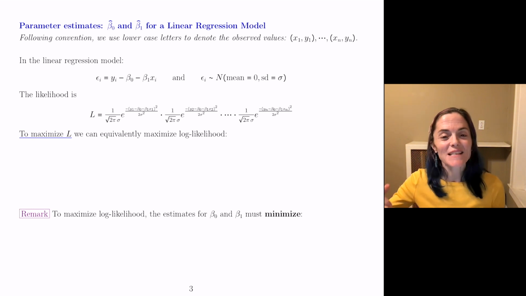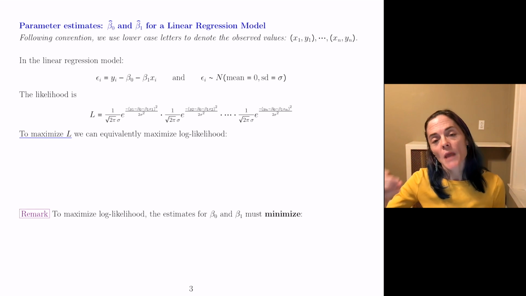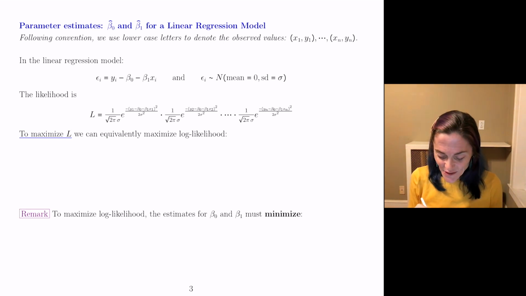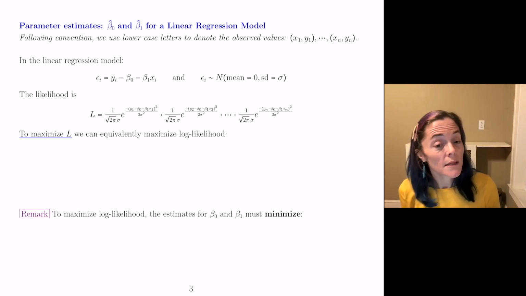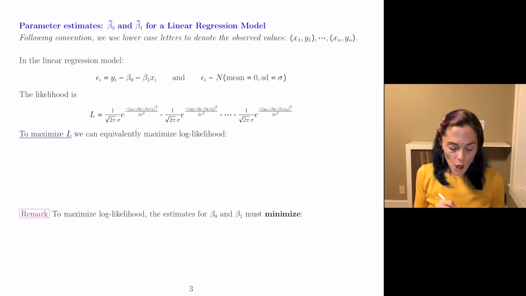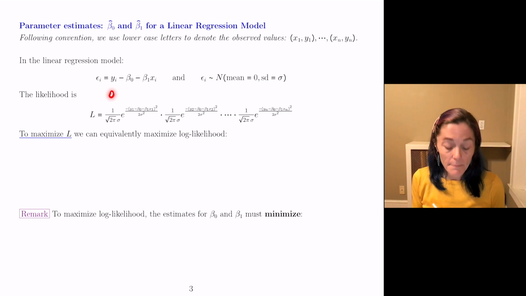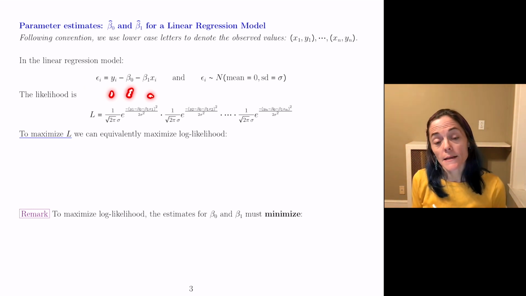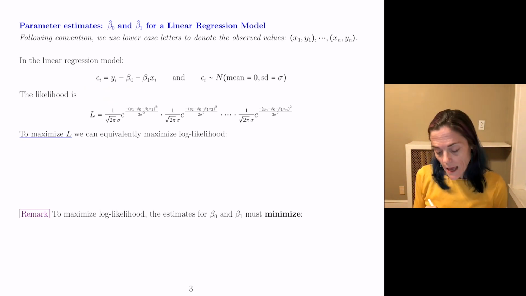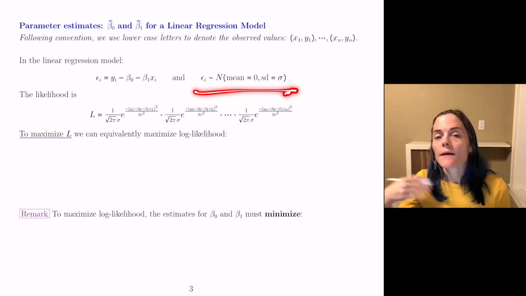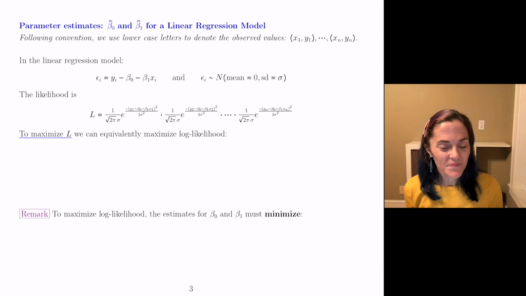So starting on this page, following convention, I'll use lowercase letters to denote the actual observed values, x1, y1, out to xn, yn. So in the linear regression model, you see we can rewrite this epsilon i as yi minus beta 0 minus beta 1 x. And our assumption here is that this epsilon i is a normal random variable.